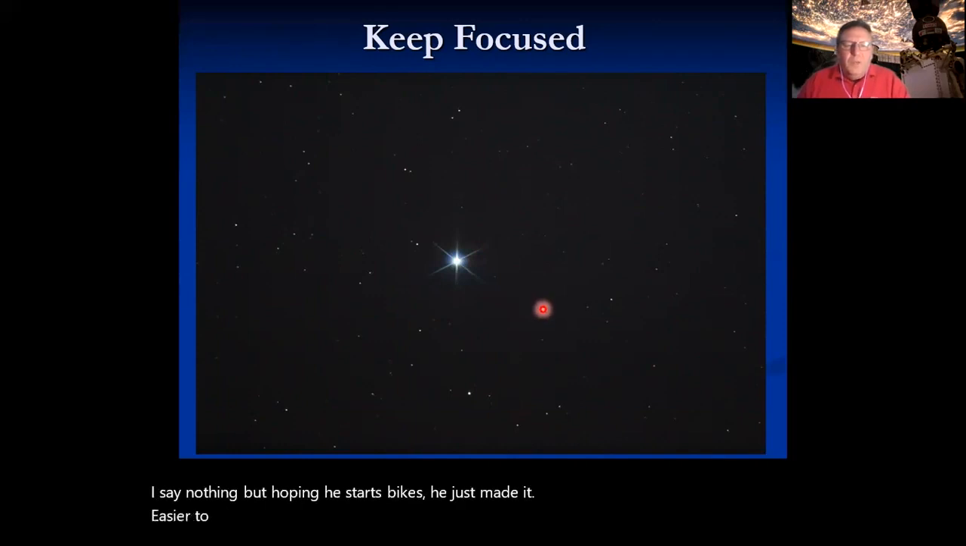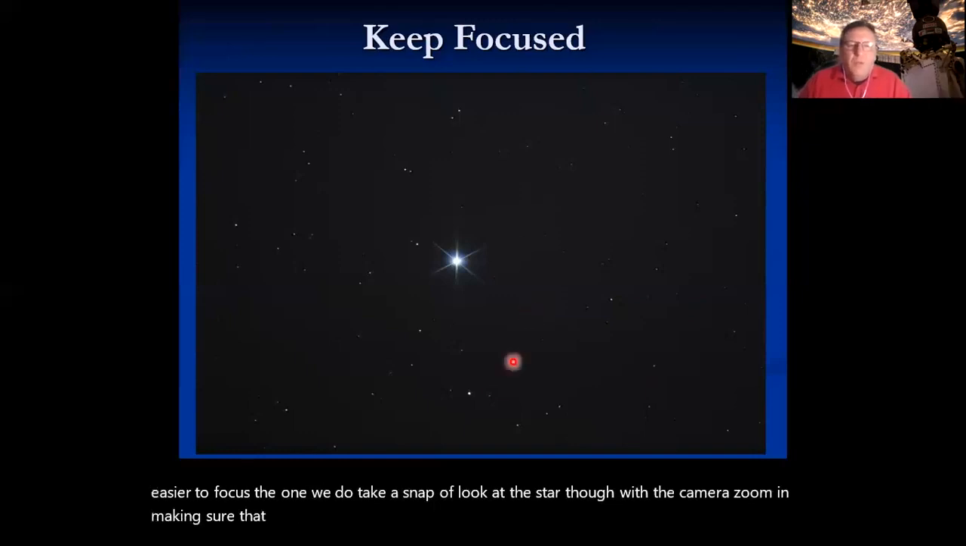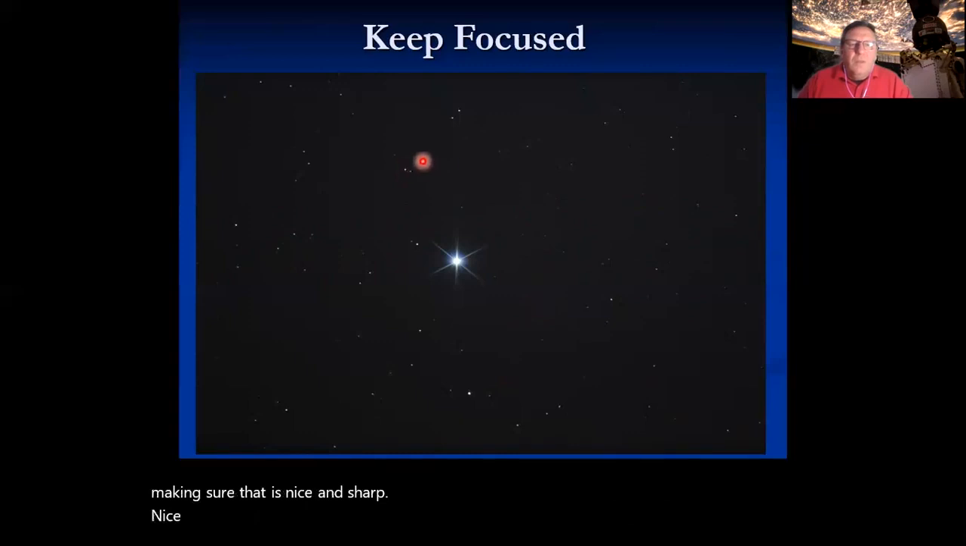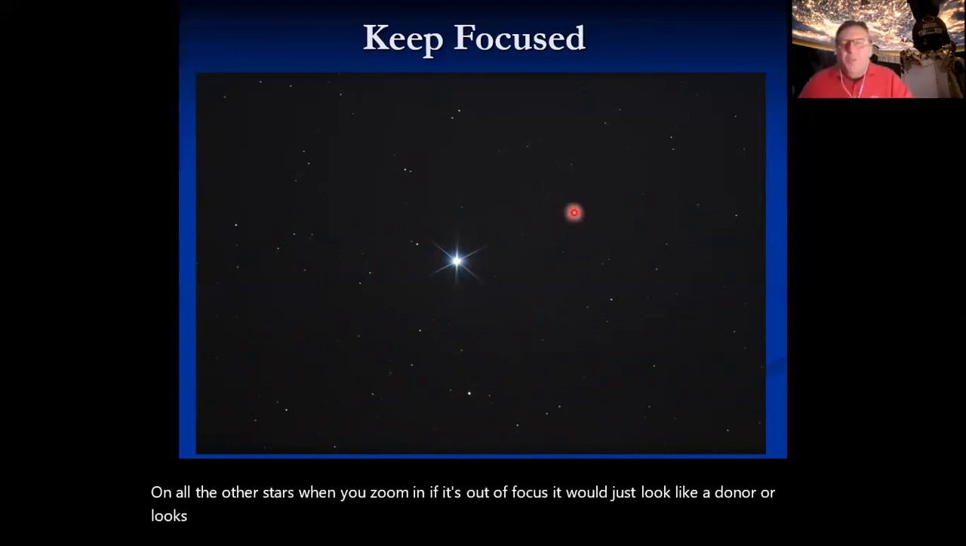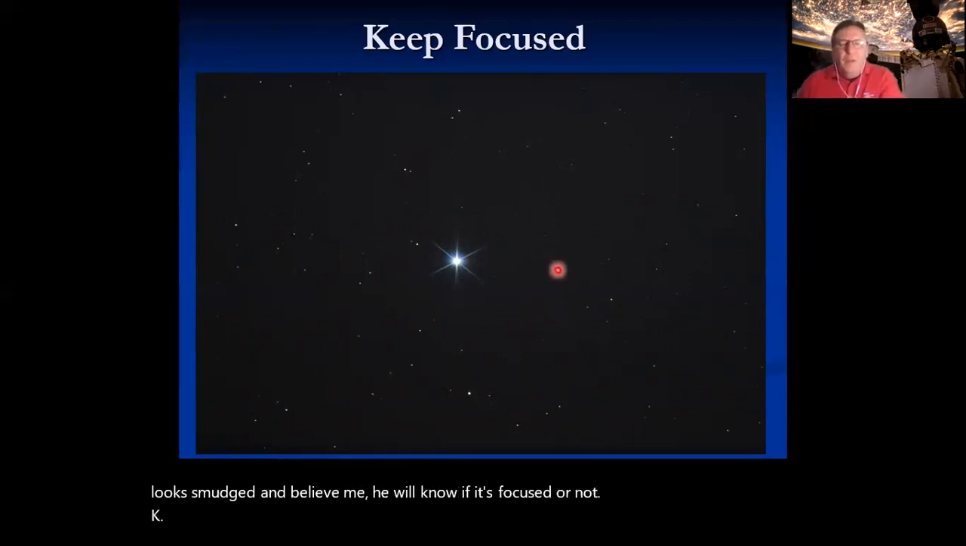So what I normally do is take a snap of the star with the camera, zoom in, making sure that it's nice and sharp, nice spots of light, and on all the other stars. Because when you zoom in, if it's out of focus, it will just look like a donut or it will look smudged. And believe me, you'll know if it's focused or not. I think that was Capella when I was lining up on something I was imaging last month.